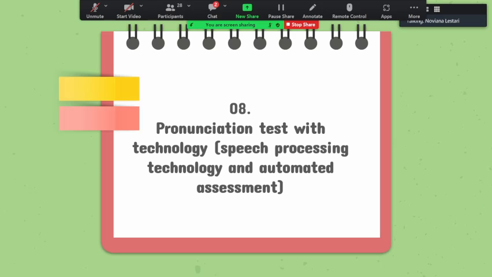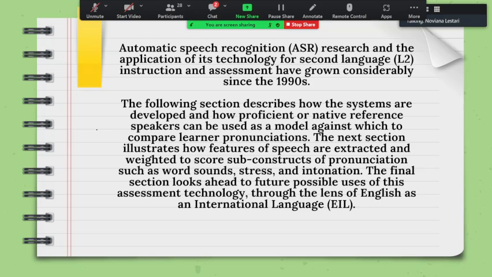Let's move to pronunciation test with technology. Yep, we can move to the next slide. Automatic speech recognition, ASR, research and application of its technology for second language instruction and assessment have grown considerably since the 1990s.